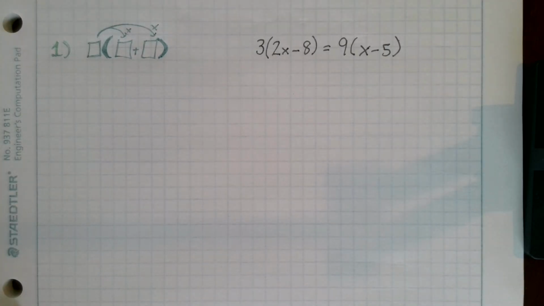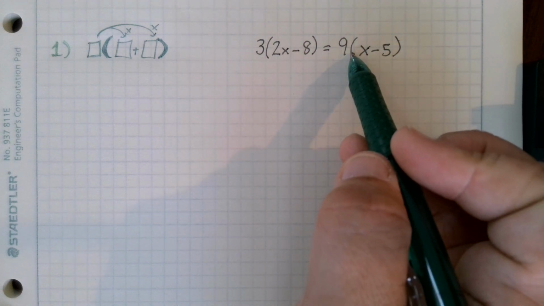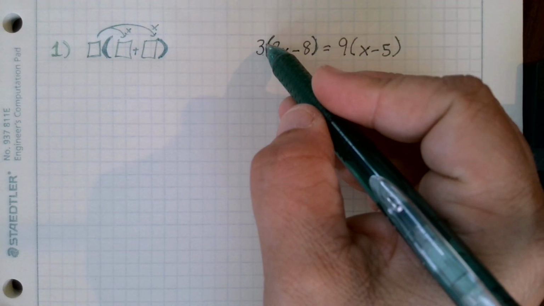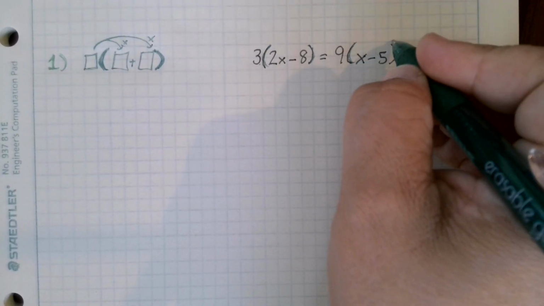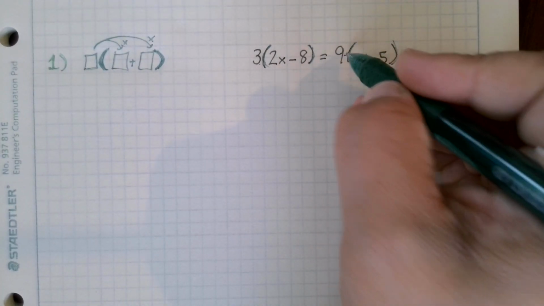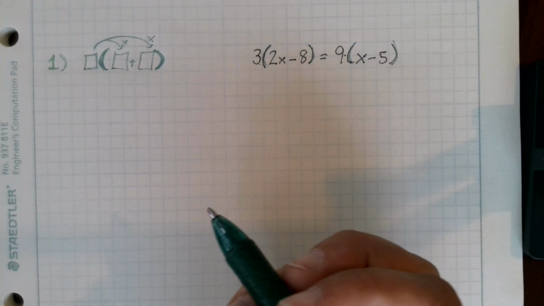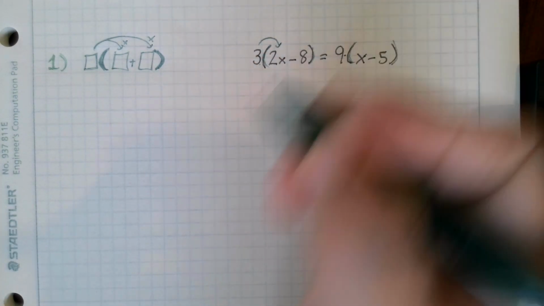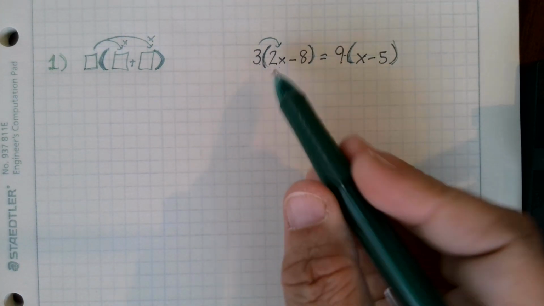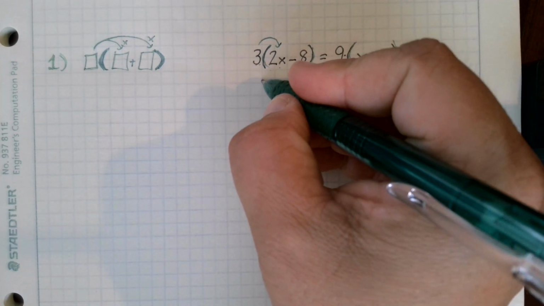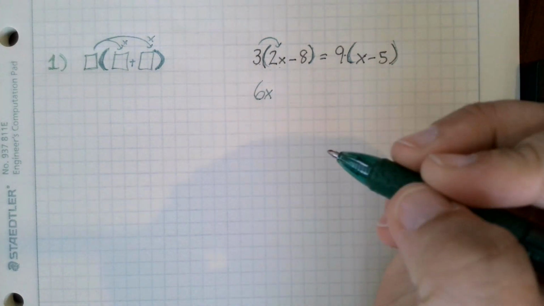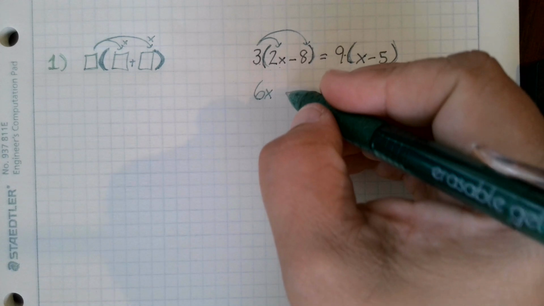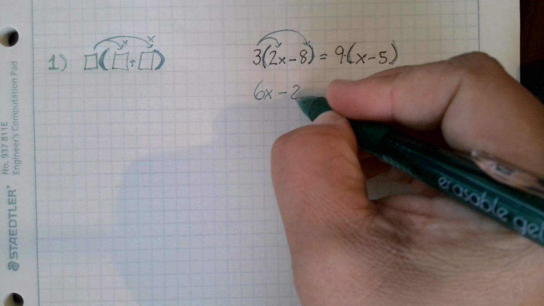When I'm looking at the problem, I see two places where I have parentheses and a number in front with nothing between. Parentheses, number, and nothing in between. That means we need to multiply. We do this first. So I'm going to multiply the 3 times the 2x's. 3 times 2 is 6x's. And then 3 times the minus 8 is negative 24.